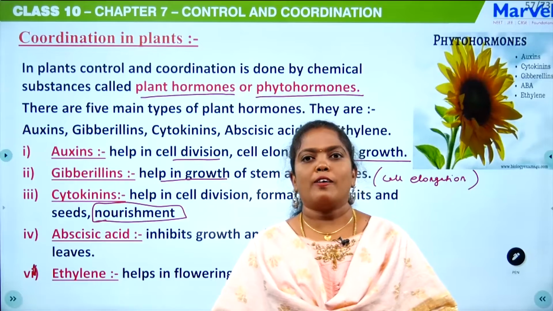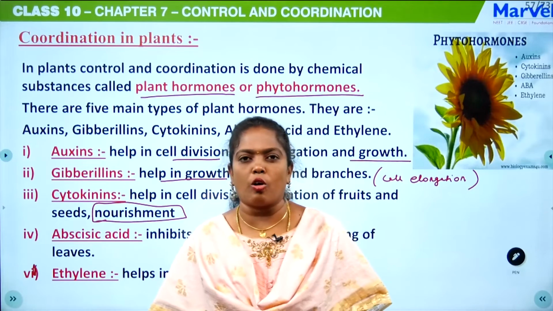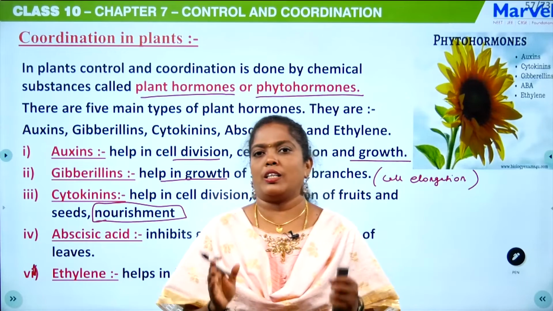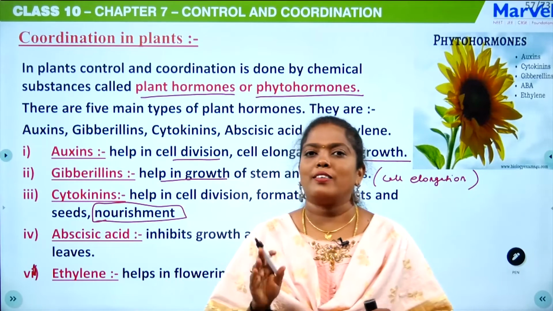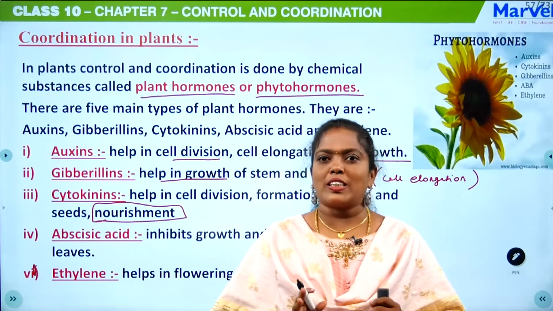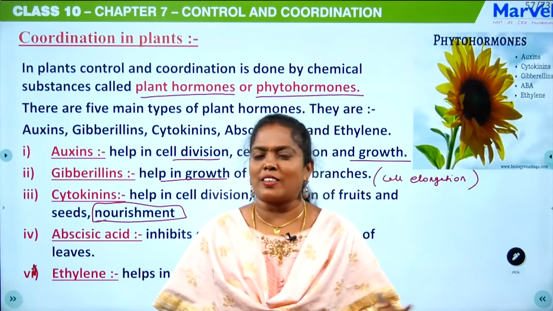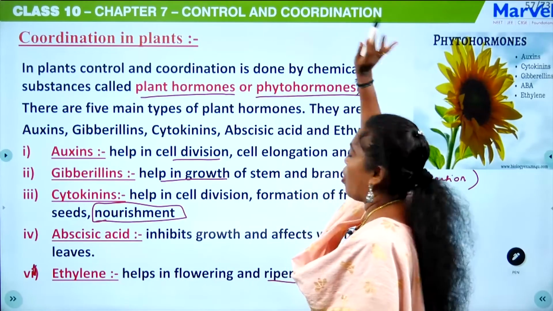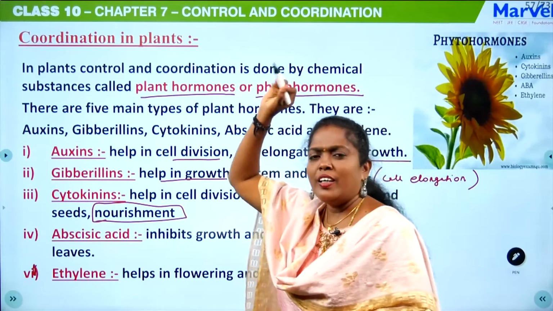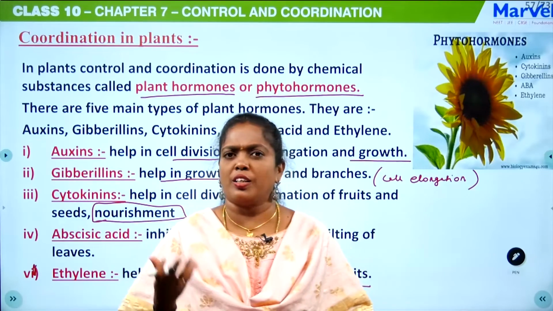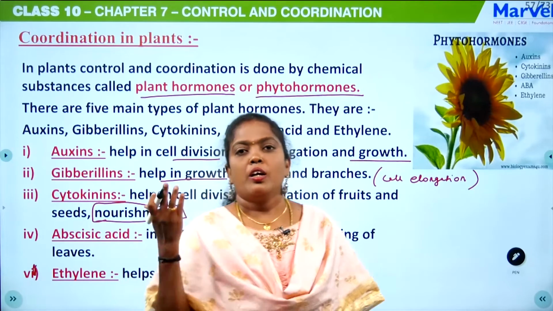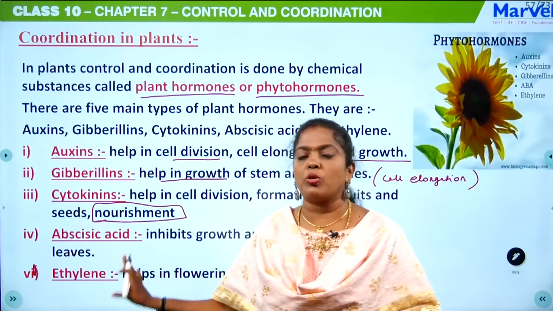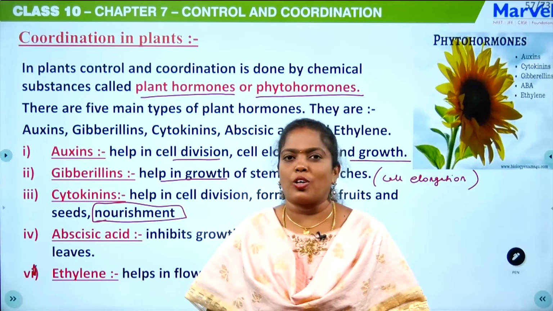That is about the phytohormones. So what are the hormones we have discussed? Auxin, gibberellin, cytokinin, abscisic acid and ethylene. So with this we have completed this entire chapter on control and coordination. In this we have discussed the nervous system, the endocrine system, and also the coordination in plants and how the hormones are helping in the plants for the coordination.